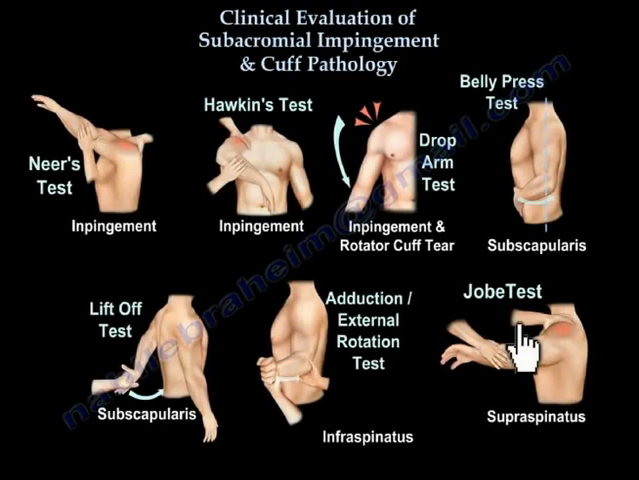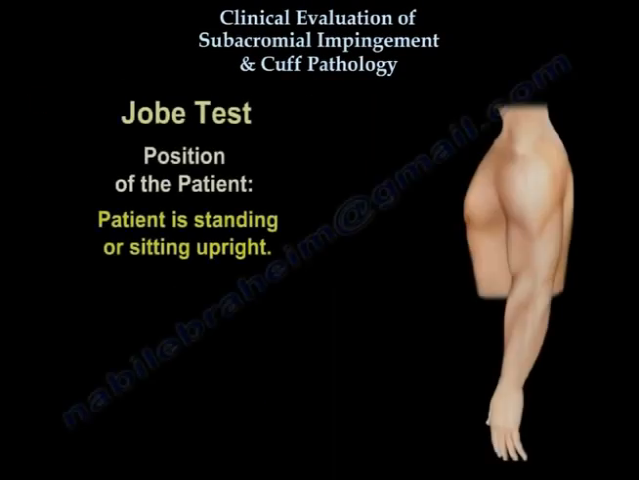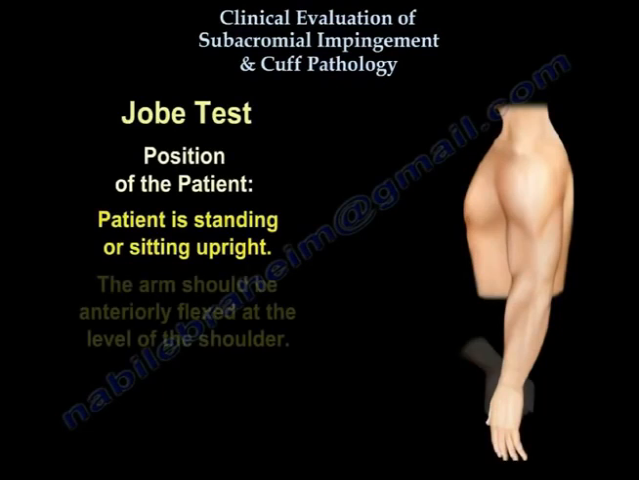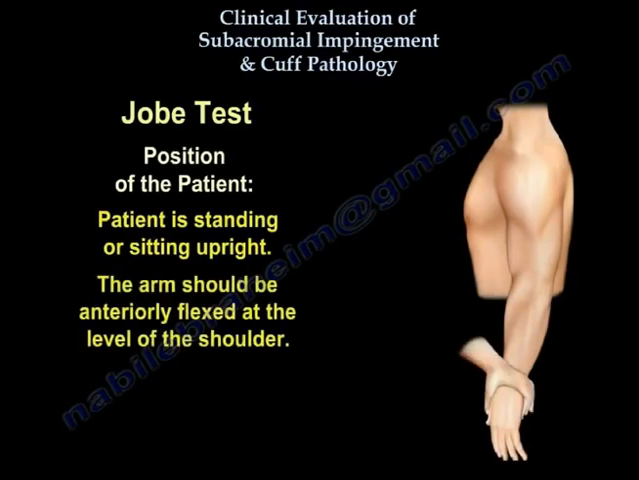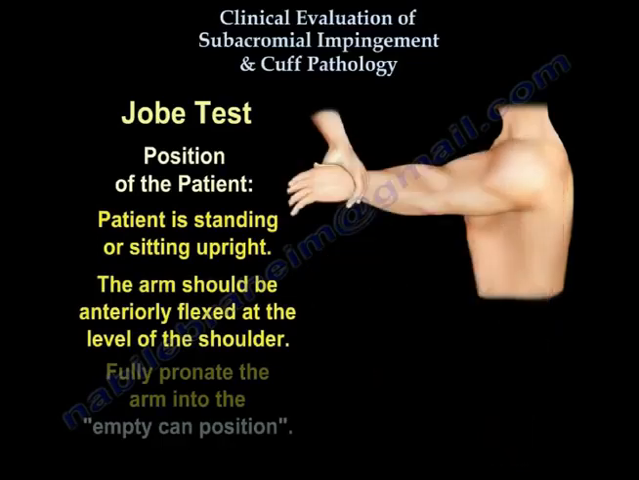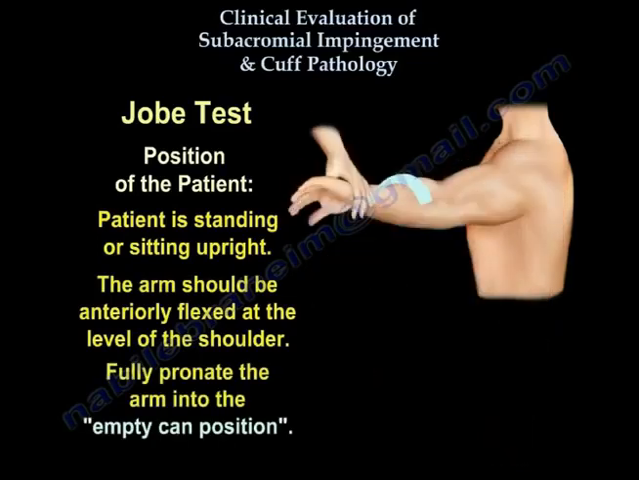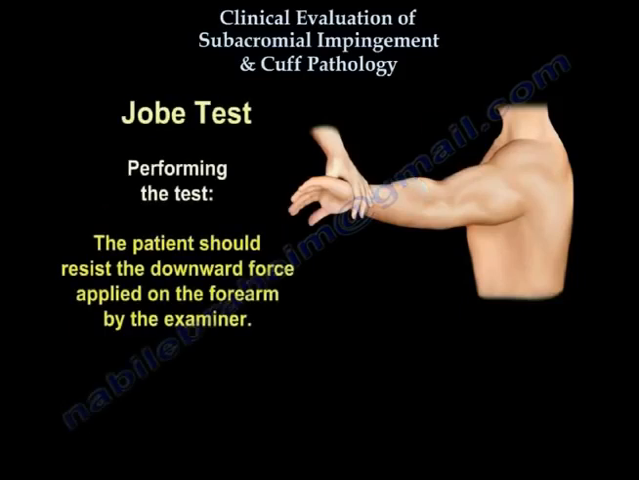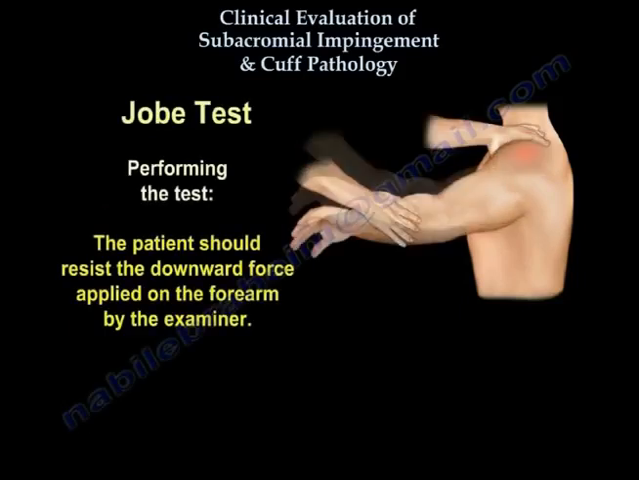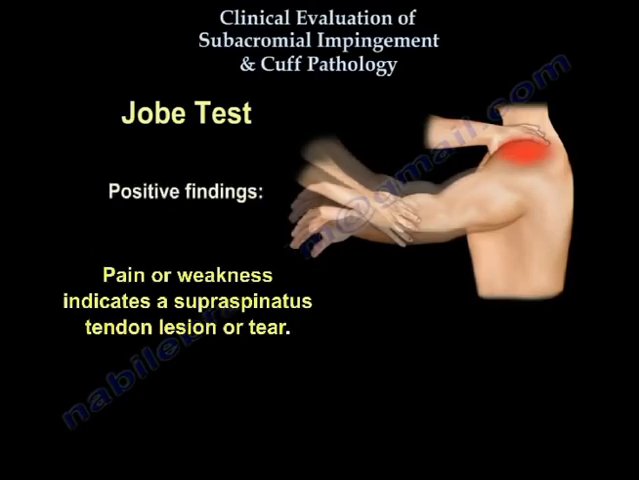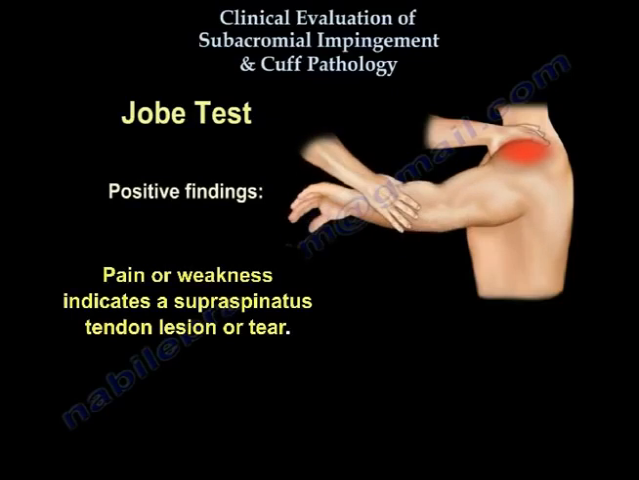Job's test. Position of the patient. The patient is standing or sitting upright. The arm should be anteriorly flexed at the level of the shoulder. Fully pronate the arm into the empty can position. The patient should resist the downward force applied to the forearm by the examiner. Pain or weakness indicates a supraspinatus tendon lesion or tear.